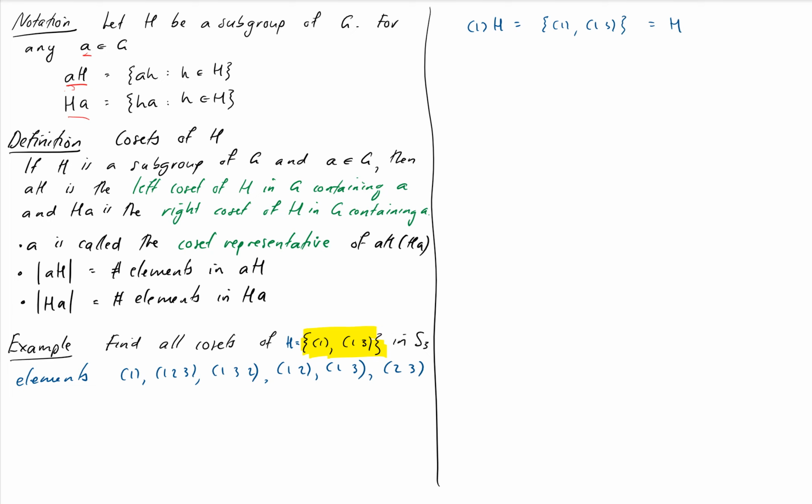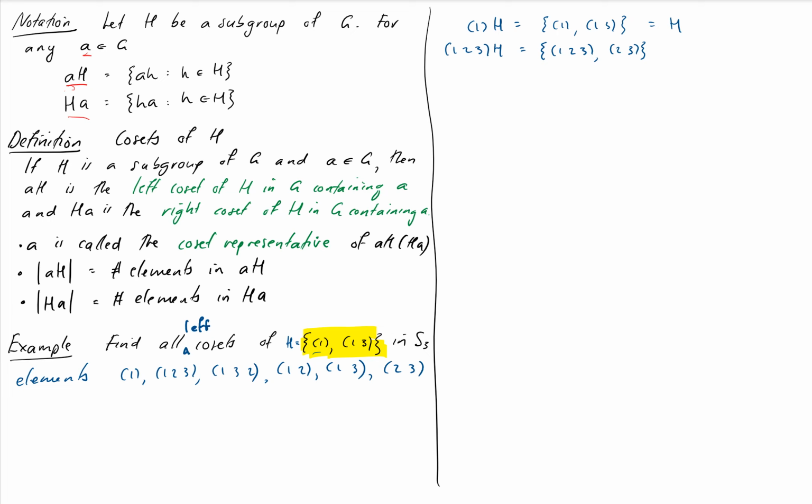Okay, let's take a step up. Now we'll do (1 2 3) times H. The way I interpret this is I take my 2 elements of H and I multiply them each by (1 2 3). So (1 2 3) times the identity just gives me (1 2 3). And then (1 2 3) times the transposition (1 3) gives me (2 3). I encourage you to check these for yourselves. So there we have what the coset (1 2 3)H looks like. And I guess I should be saying find all the left cosets here.